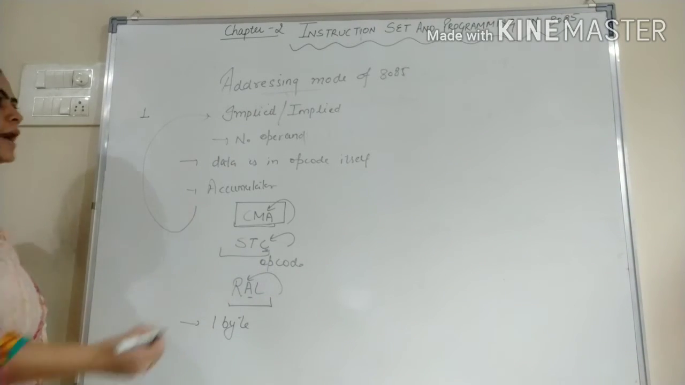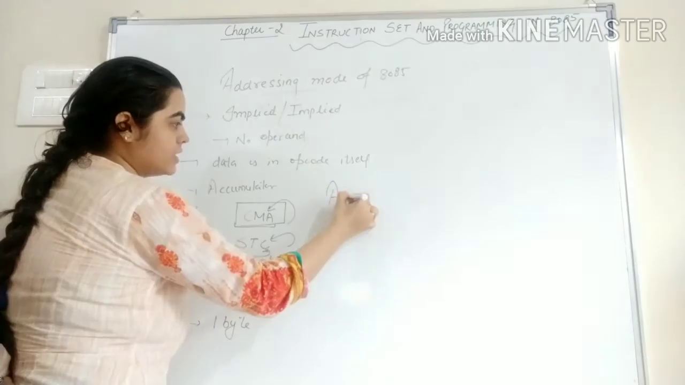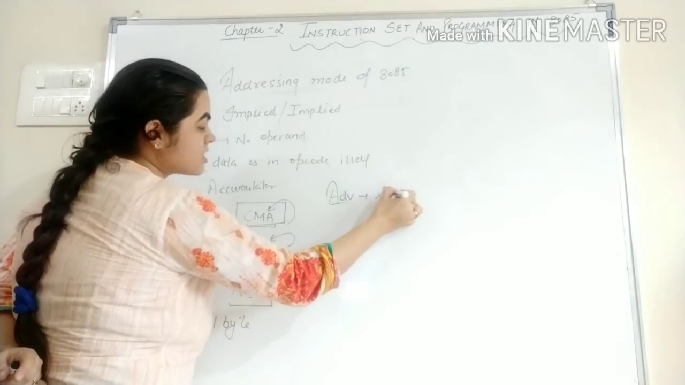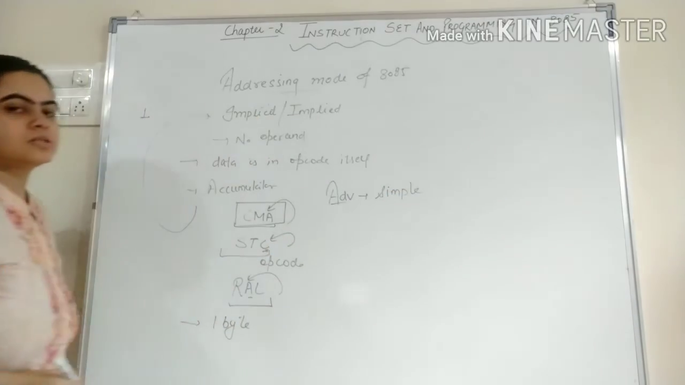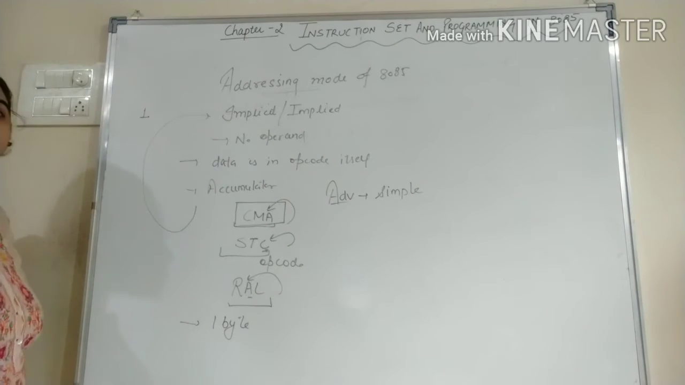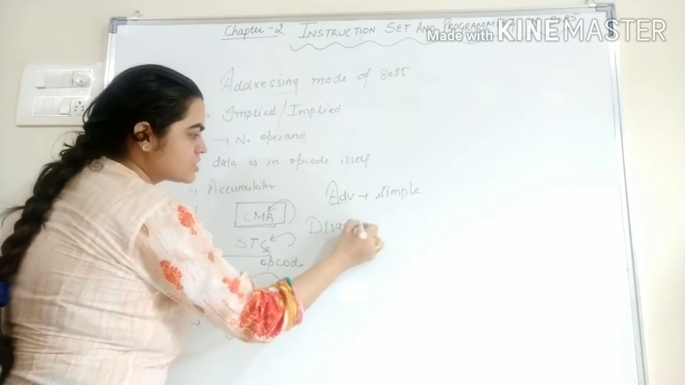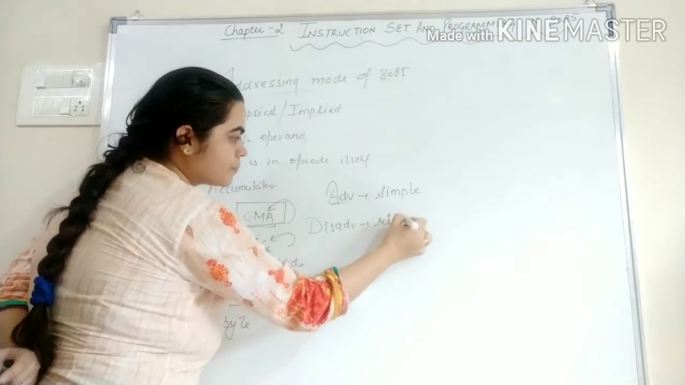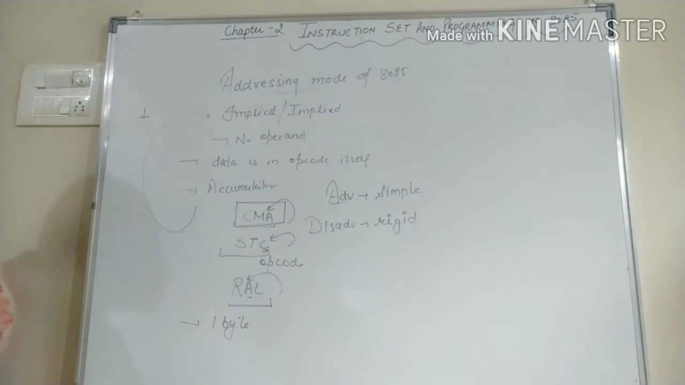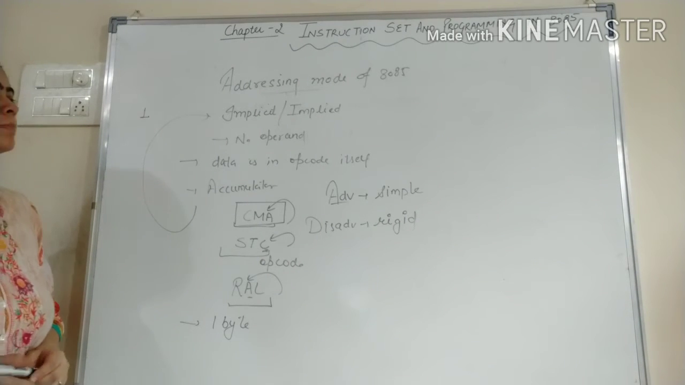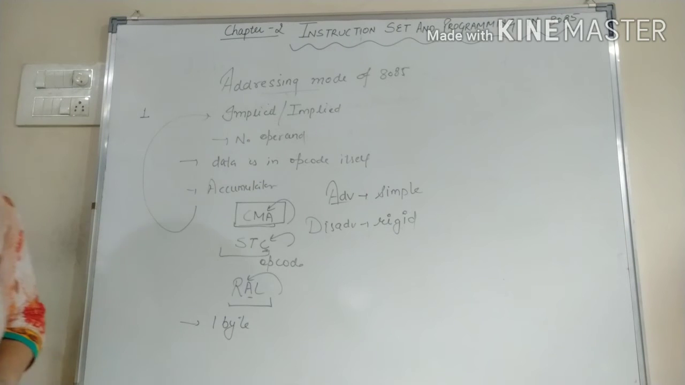Now students, the advantage of the implicit type of instructions is that these instructions are simple instructions, and the disadvantage of these instructions is that they are rigid in nature. So this is about the implicit or the implied addressing mode.